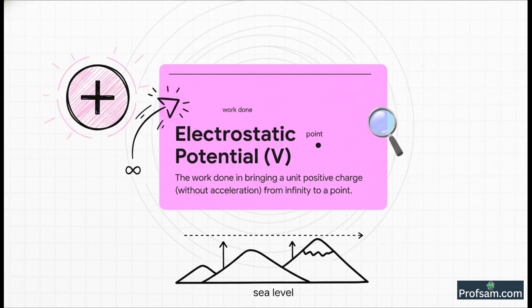Every part is important. Unit positive charge just means a charge of +1. From infinity is our reference point, our starting line. You can think of it like sea level when we measure the height of a mountain.